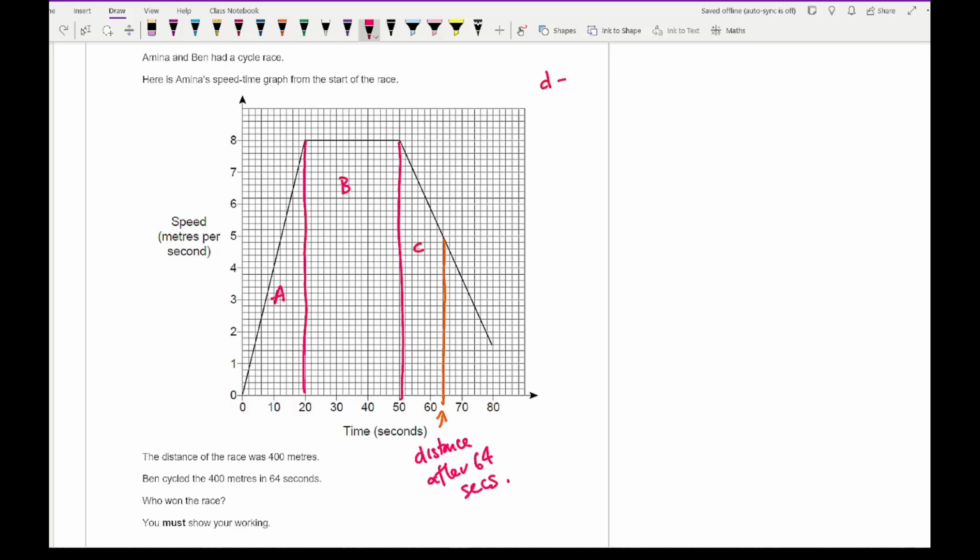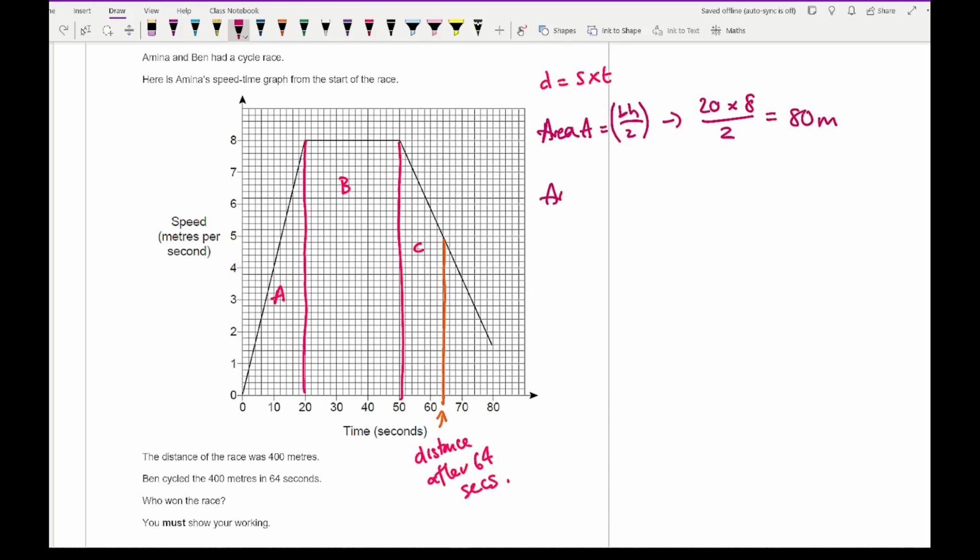Now recognise that distance is speed times time. So let's first of all just check the units. Again, we're working in meters and seconds, so that's absolutely fine. Looking at the area of A, that's a triangle, so it's base times height divided by 2. The base of that is 20, the height is 8, and we divide that by 2. So 8 times 20 is 160, divided by 2 is 80 meters.